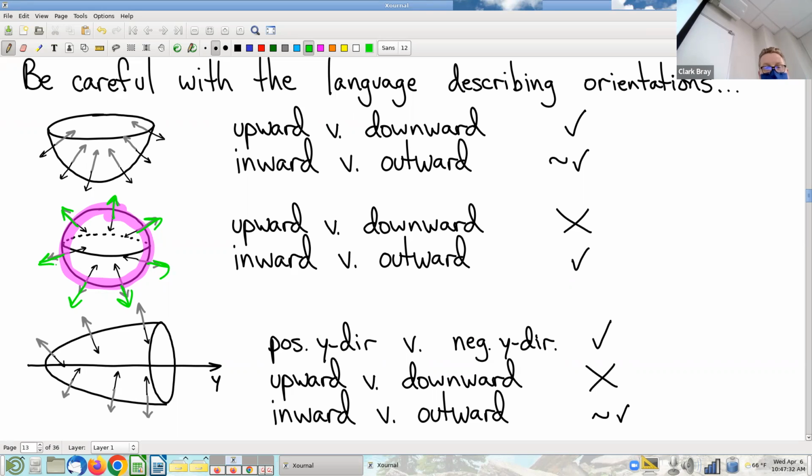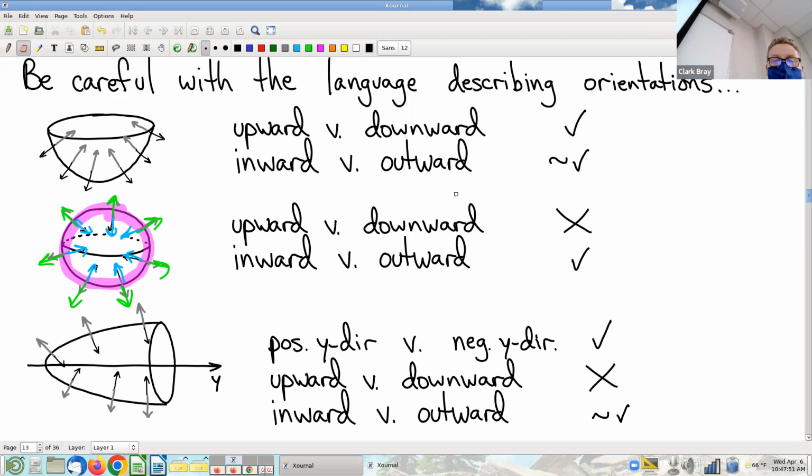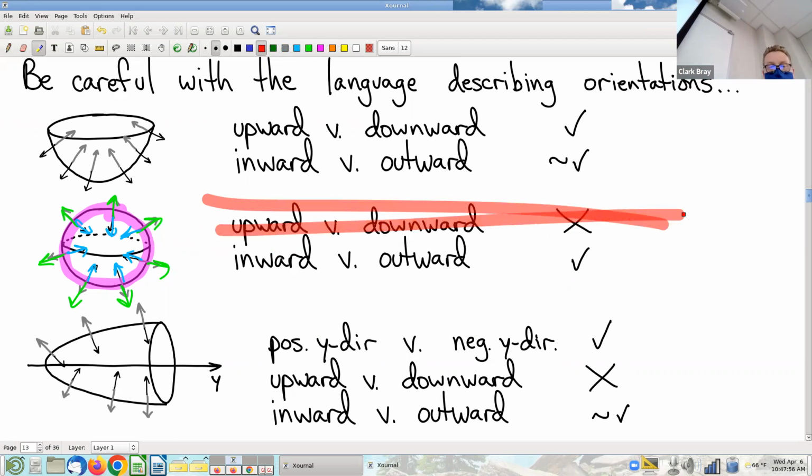So this terminology here, upward versus downward, doesn't make any sense. Some of those vectors point upward, some of them point downward. The one I'm trying to distinguish it from, some of them point upward, some of them point downward. So I'm going to say that this is an unacceptable choice of language. That does not help me at all. If you say I look at the unit sphere oriented upward, I don't know what that means.